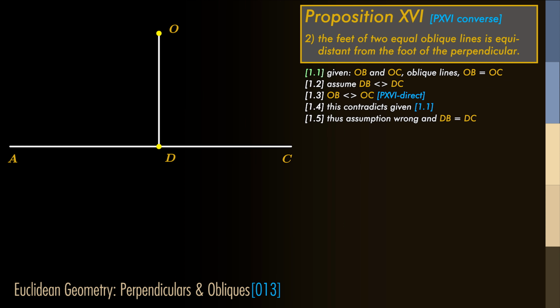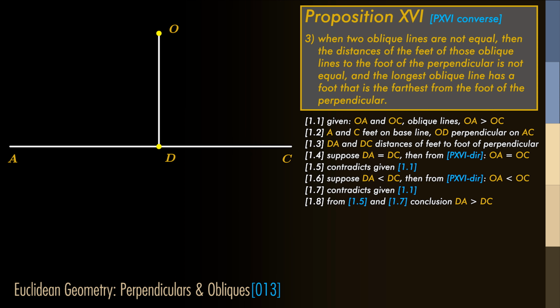To prove the second statement, we consider OB and OC two oblique lines with the same length. If DB were different from DC, then the direct proposition states that OB is different from OC. Therefore, we have again a conflict with the given.